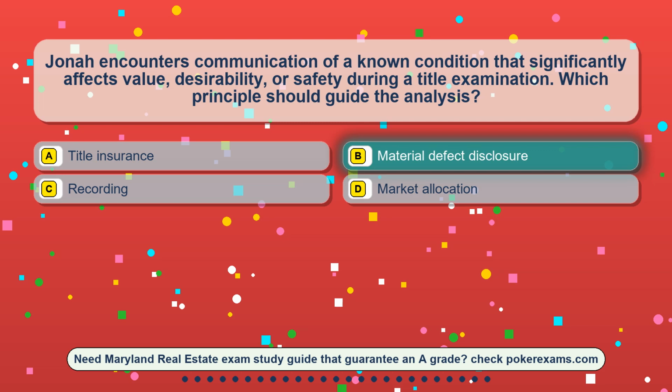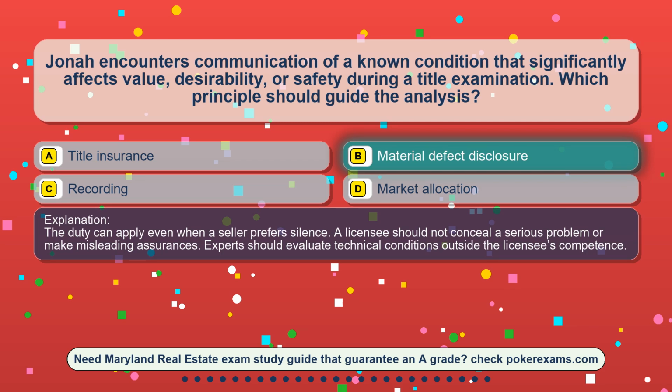The correct answer is option B, material defect disclosure. The duty can apply even when a seller prefers silence. A licensee should not conceal a serious problem or make misleading assurances. Experts should evaluate technical conditions outside the licensee's competence.